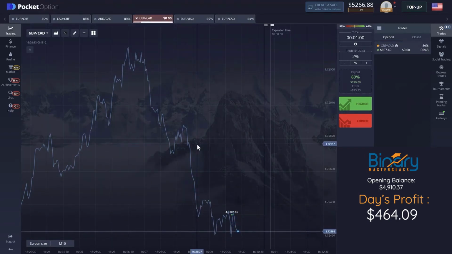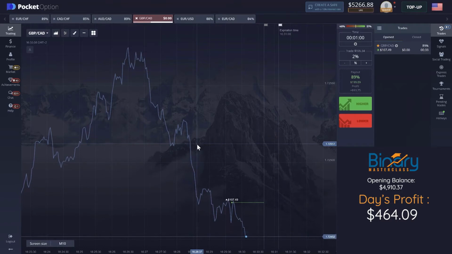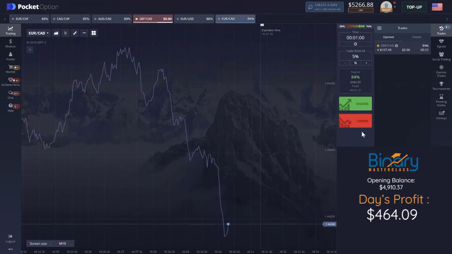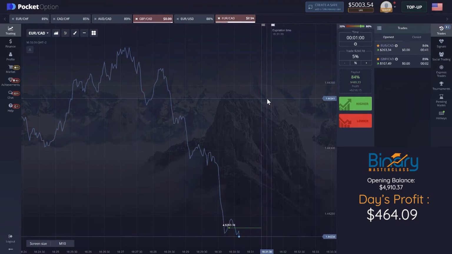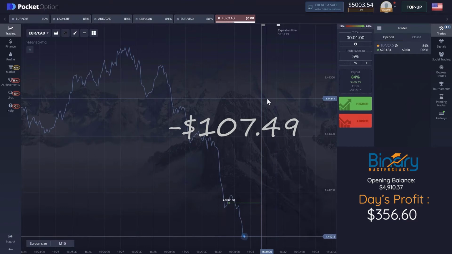Back on pound CAD, we take another first entry call. These ones are testing us a bit today. It moves cleanly through. We decide to take our second entry on Euro CAD, where we like the setup and the pricing a little bit better. We lose that first entry.